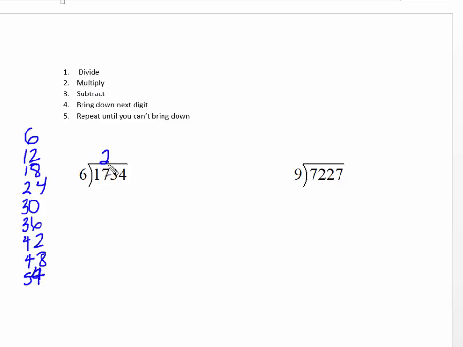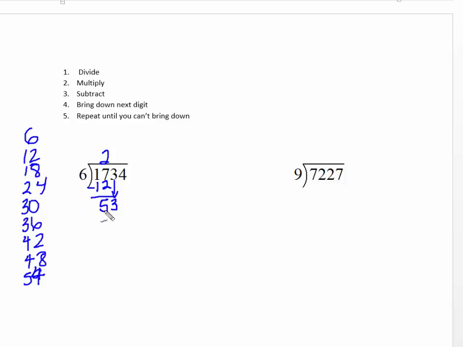The next is multiply. So we multiply the number on top times 6 is 12, and we write that below. Step 3 says I subtract. So I'm going to subtract 17 minus 12 is 5. And then I'm going to bring down the next digit, only one digit at a time. So it says repeat until I can't bring down. This is for whole number division. When we get to decimals, it'll be slightly different. So we brought down the next digit and then I repeat.